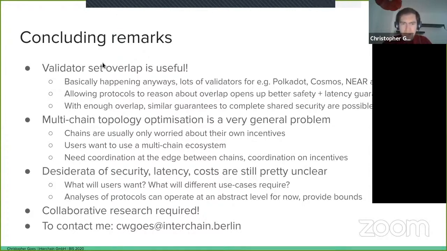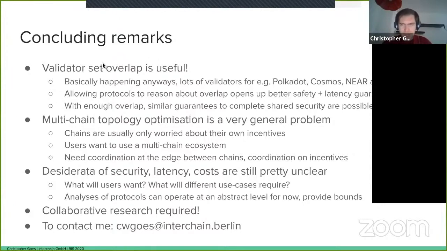Even with enough overlap, we can get guarantees such as latency bounds, which are pretty similar to what kinds of guarantees you have when you're dealing in a complete shared security context with a validator set managed by a coordinator or with a fixed or known topology. The second takeaway is that multi-chain topology optimization, especially from the crypto economic perspective, is a general problem, and a problem that we should be taking seriously if we expect users to be using a lot of chains frequently.